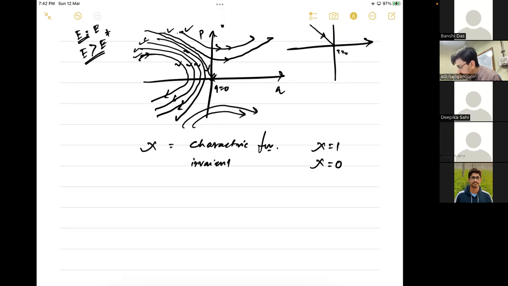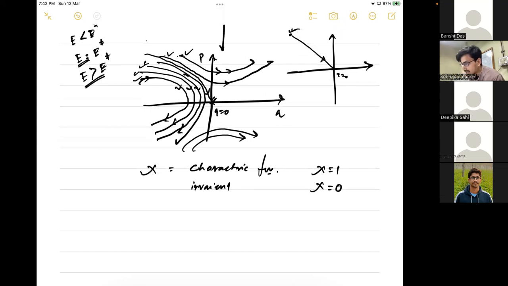So this is a dynamic quantity, and it is an invariant quantity. Why? Because the value of chi will not change on a particular trajectory: here it is chi equal to 0, here it is also chi equal to 0, here it is chi equal to 1, here it is also chi equal to 1. So that's why chi is an invariant quantity.